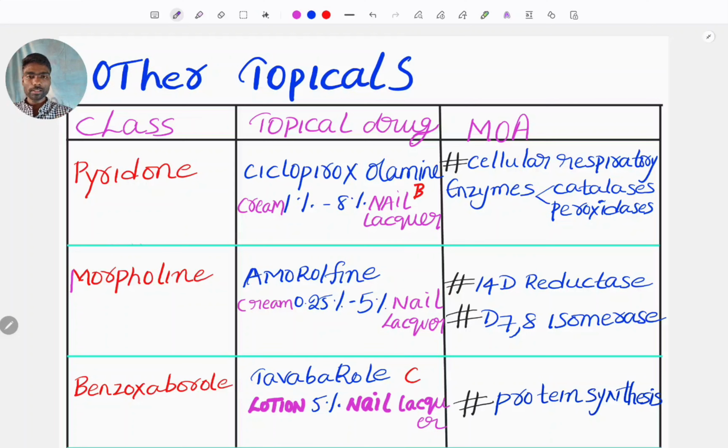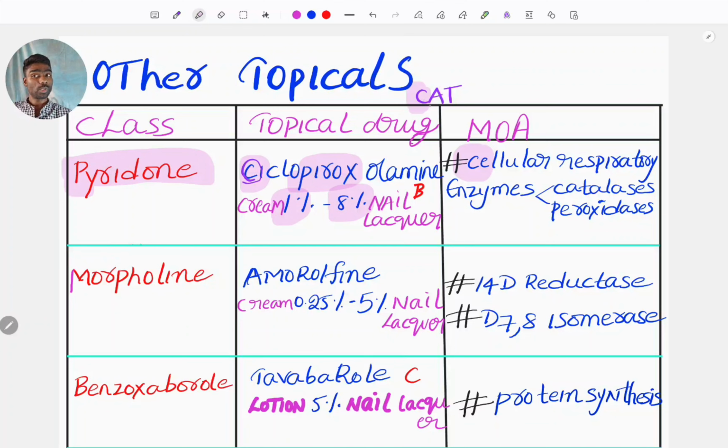Remember, first drug in nail lacquer is ciclopirox olamine, starts with C. Remember the mnemonic CAT for nail lacquers. First C, finished. Ciclopirox olamine. Remember pirox, it is a class of pyridone. Remember C, it inhibits cellular respiratory enzymes. It has 2 formulations. One is 1% cream, other one is 8% nail lacquer.